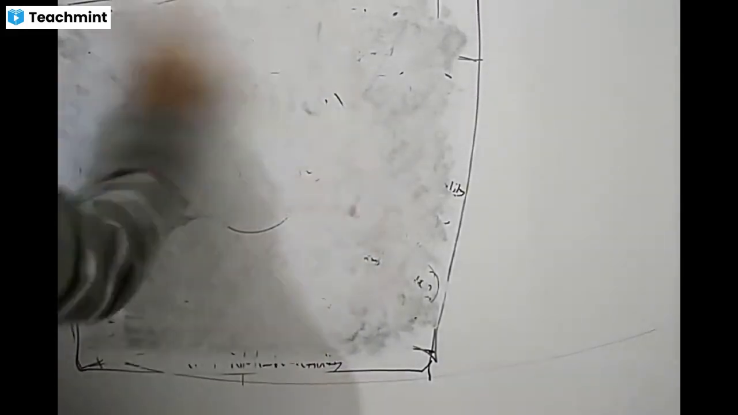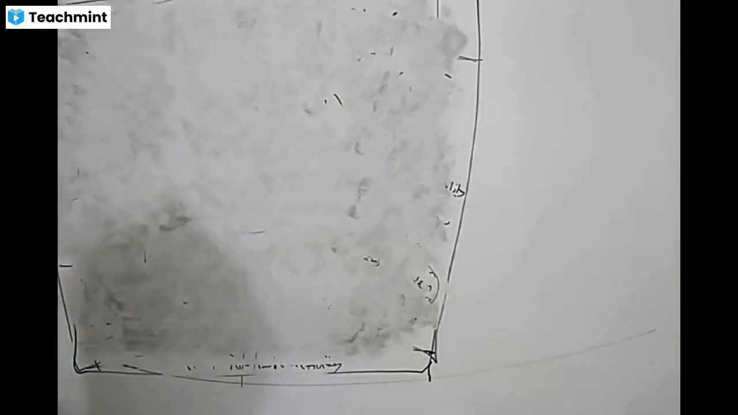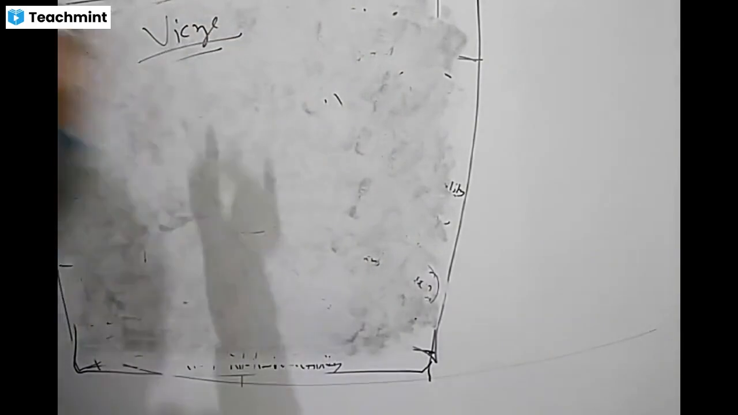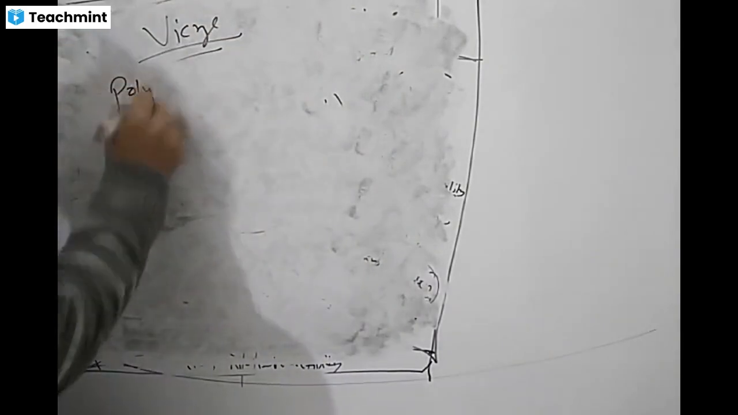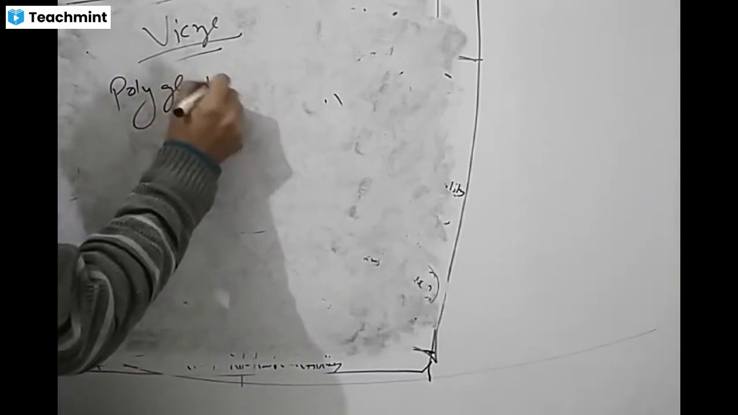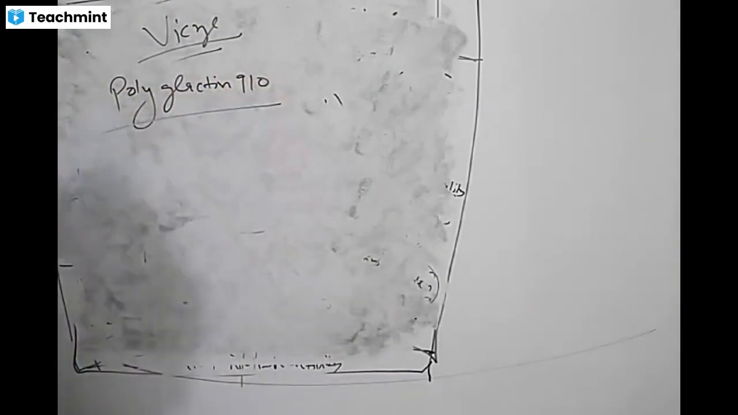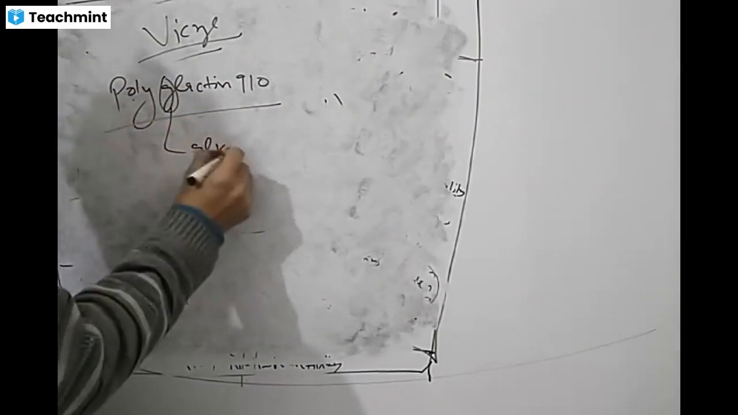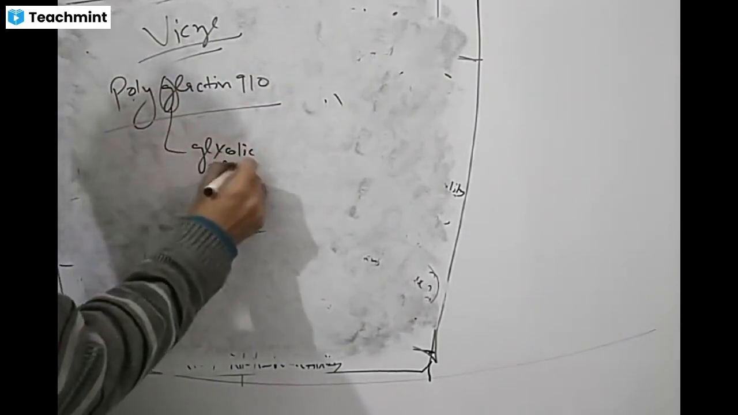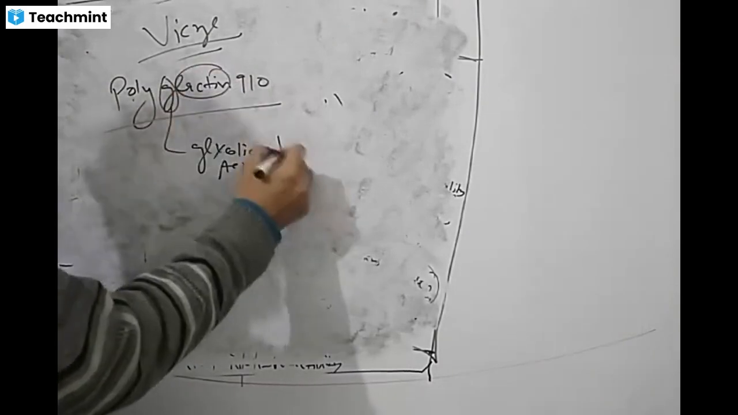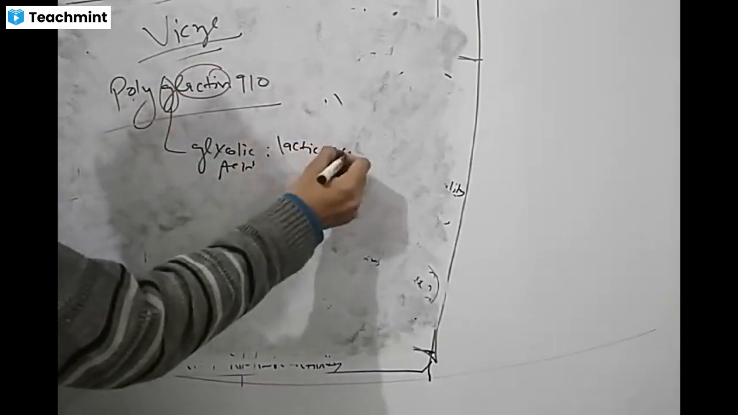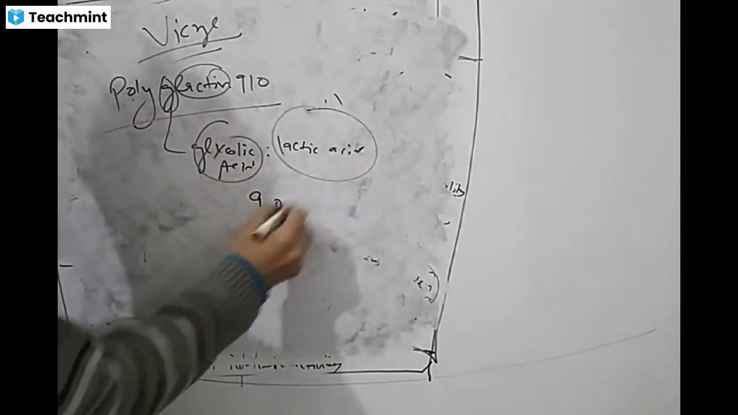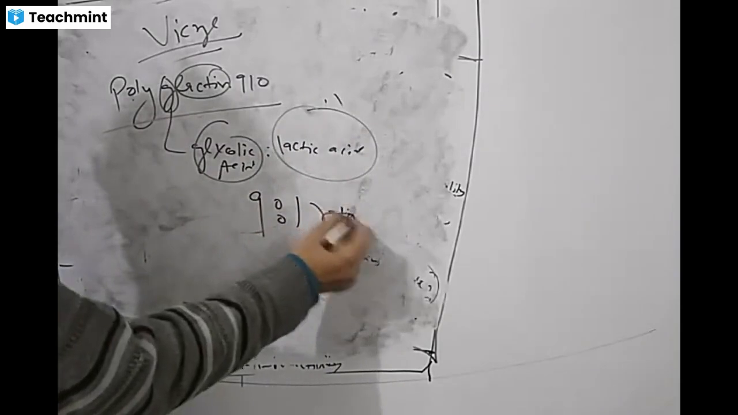After catgut, the most commonly used absorbable is your Vicryl. Vicryl is the trade name. The generic name is polyglactin 910. Poly means multiple, G is for glycolic acid and lactin means lactic acid. These two molecules are combined in a 9:1 ratio.